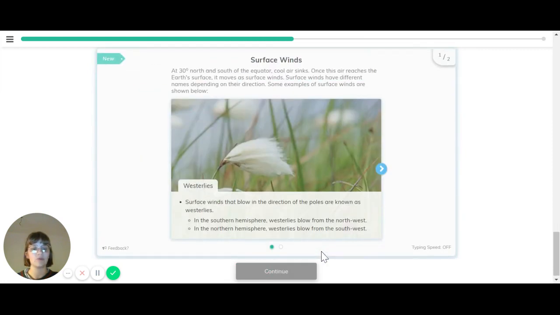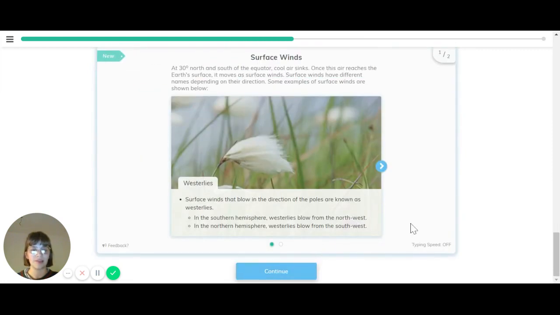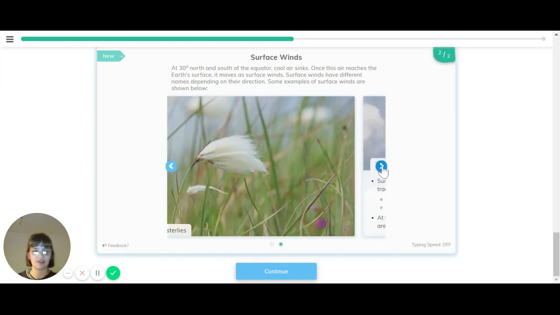We call these winds. Let's have a look at a new topic, surface winds. So at 30 degrees north and south of the equator, the cool air sinks. Once air reaches the Earth's surface, it then moves as surface winds. Now, surface winds have different names depending on the direction they're going in. So some examples are westerlies, which are those that blow in the direction of the poles. In the southern hemisphere, westerlies blow from the northwest. In the northern hemisphere, westerlies blow from the southwest.